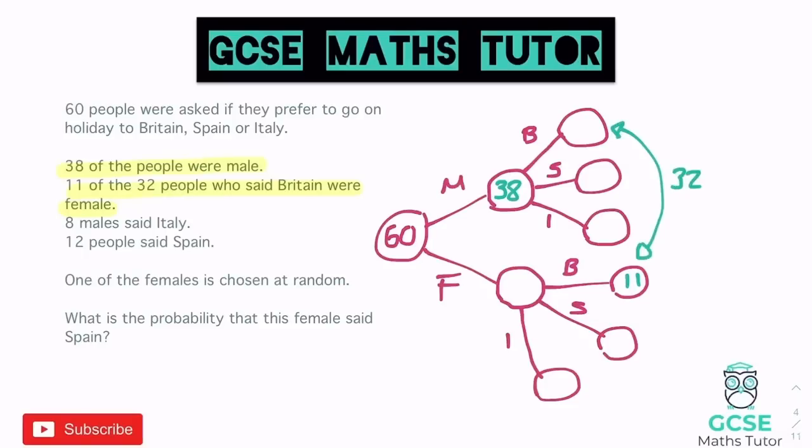Then it says 8 males said Italy. So in the Italy column, in the males one, we've got 8 there. There we go. And 12 people said Spain. So again, let's have a look. That says these 2 have to add up to 12. Okay, right, that's that dealt with.